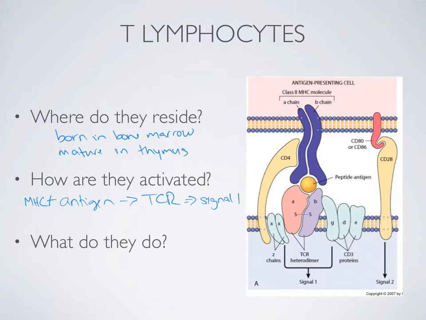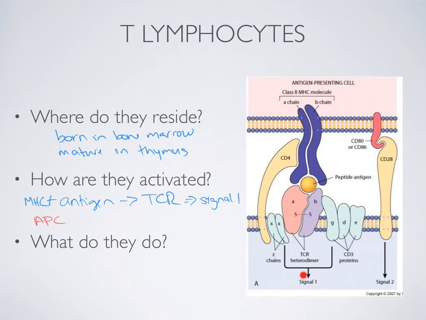Signal 2 for T cells can either come from an antigen presenting cell, which is what you're seeing over here. So here is your T cell receptor, and it's binding to an antigen that's being presented to it by MHC. So the purple is MHC. And we'll get to why CD4 is important in just a second.